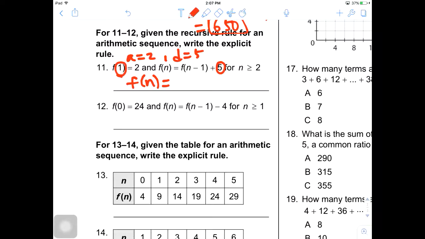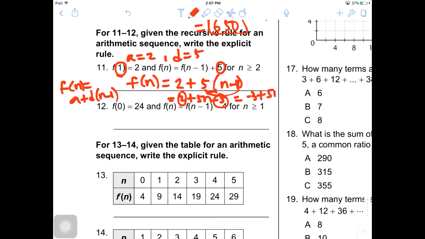Remember, when we start with f of 1, that means we're going to need the formula that says f of n equals a plus d times n minus 1. So a is 2, plus 5 is the common difference, and then n minus 1. You can leave it in this form, or you can simplify it by distributing the 5, and it will give you 5n minus 5. Combining the 2 and negative 5, you have negative 3 plus 5n.